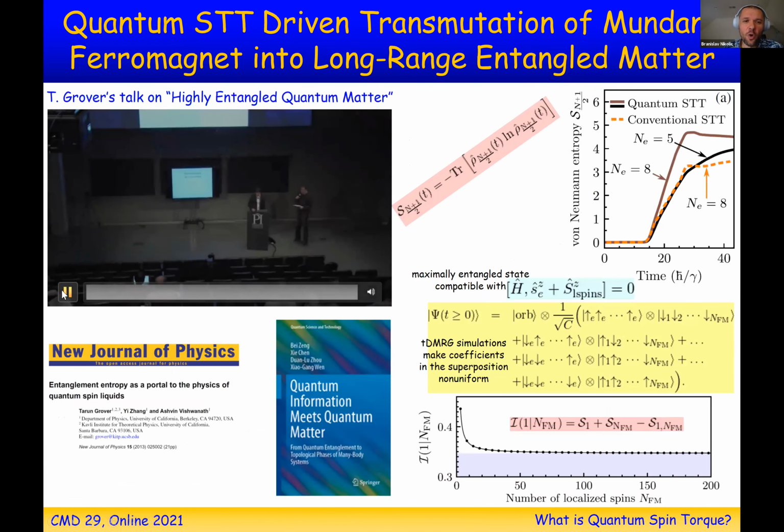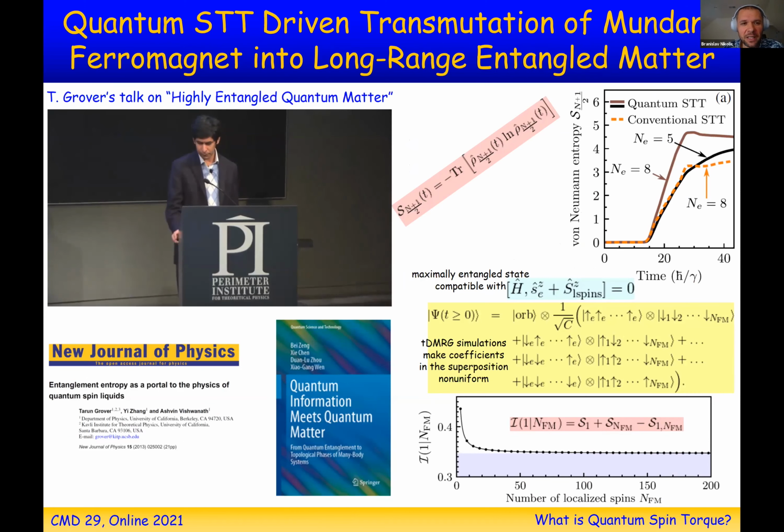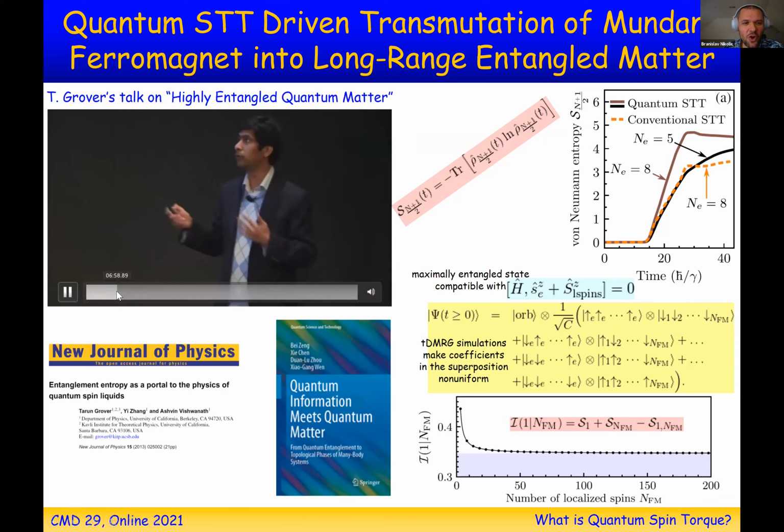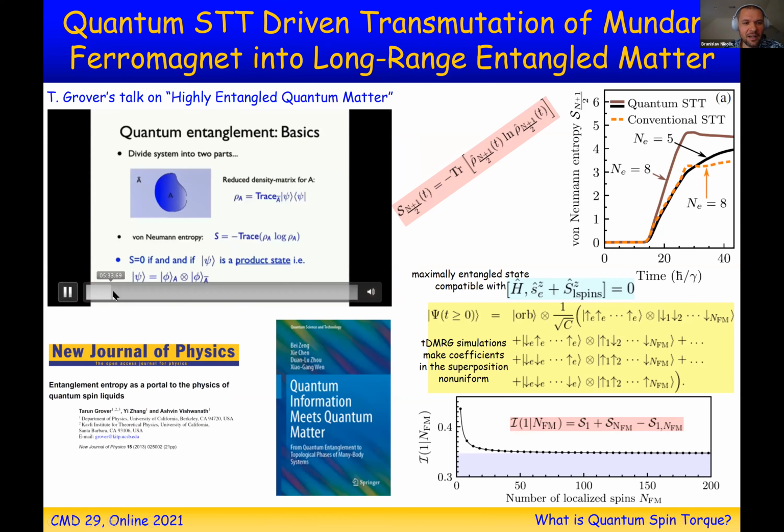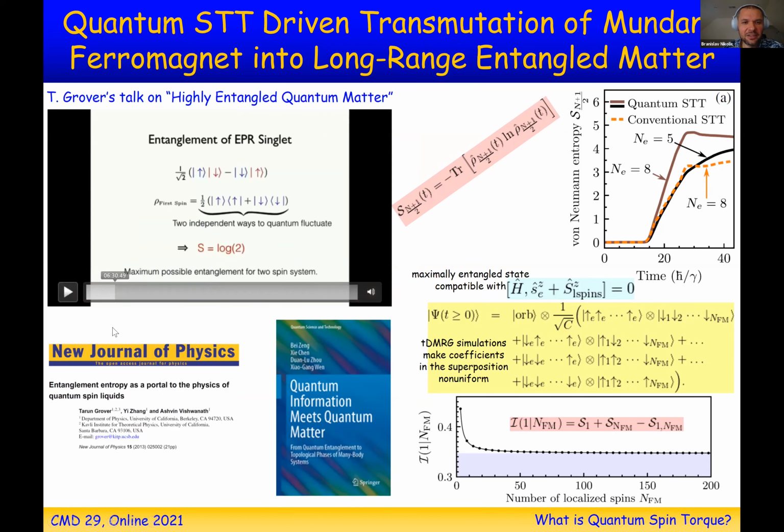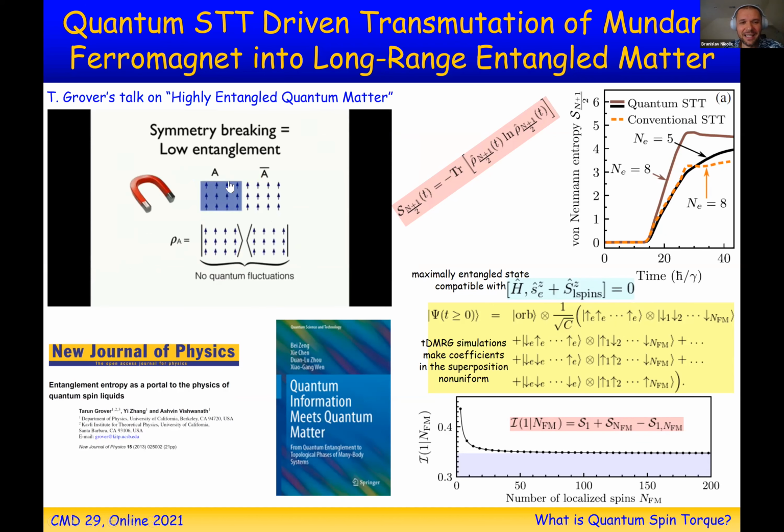Here I could actually invoke autopilot and stop my talk. This is a beautiful talk which somehow disappeared from online on highly entangled quantum matter. And the reason why I'm showing it is that somewhere around the 6th minute, when he starts introducing entanglement for kids, he tells you that a ferromagnet is a mundane system which is not entangled because all spins are up. This is what is called a separable state in quantum mechanics.